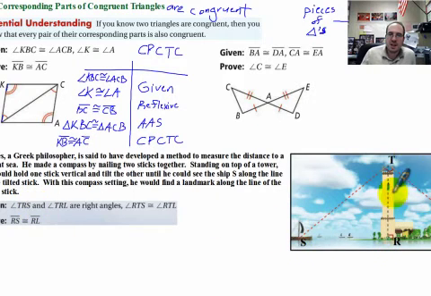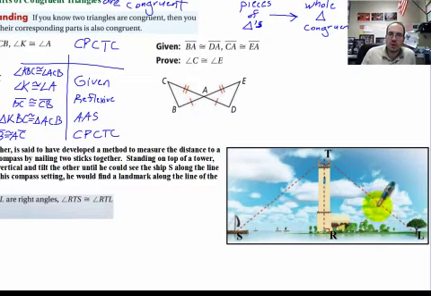So I am given that TRS and TRL are right angles, and I am told that angle RTS and angle RTL are congruent, and I want to show that RS is congruent to RL, because I could find RL because I could go measure it, or I could ask somebody. That's like a known distance, and then the distance RS, the distance to this boat, will be the same. Okay, and this is something that this Greek philosopher they're talking about actually did. Okay, so I need to prove these triangles congruent, and the way that it works is this.